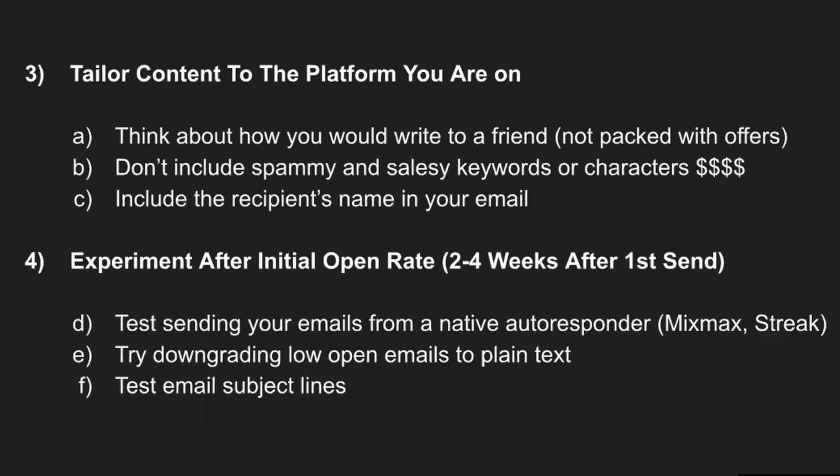So the next part is tailoring content to the platforms you're on. In this case with email, you want to make it so that it's conversational. You want it to be just like an email you would send to a friend talking about something that is of interest to them. You don't want to include any spammy or salesy words or characters, things like money signs or lots of capitals, lots of exclamation points. You want to keep it conversational and in the same kind of tone, the same kind of voice you would use speaking to a friend.